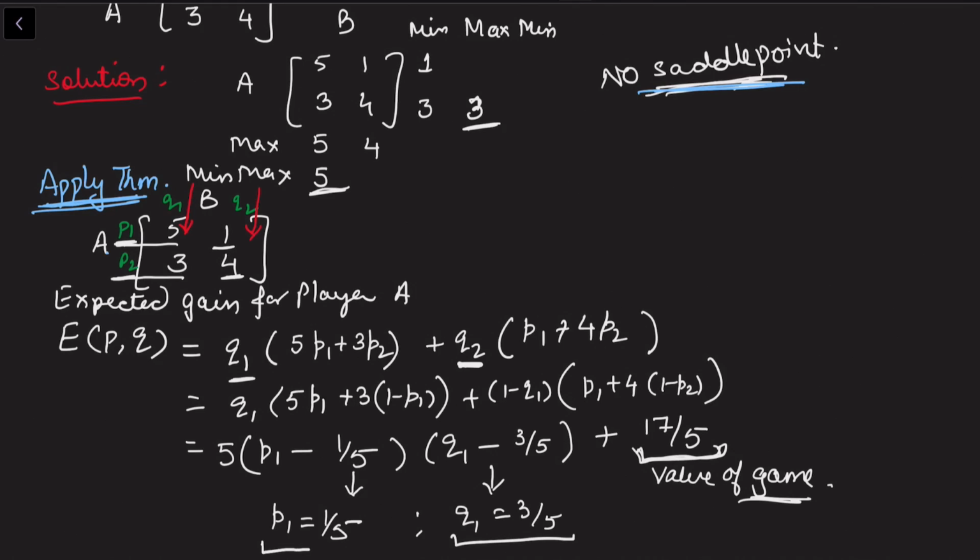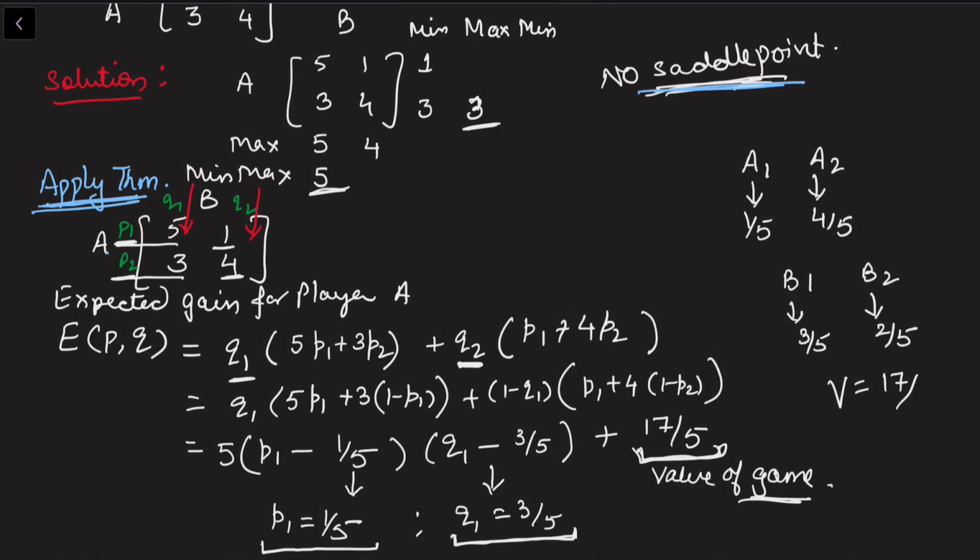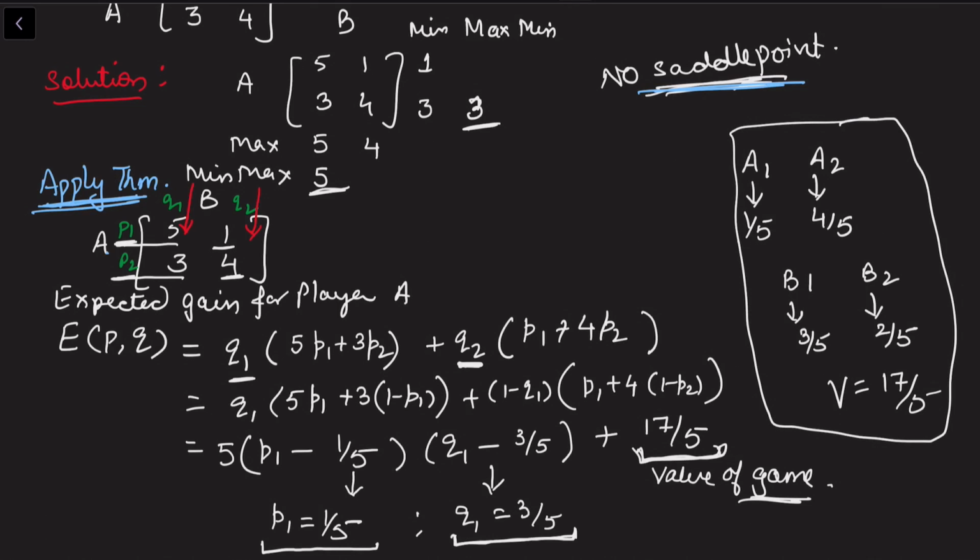So this means P1 is selected with probability 1 by 5 and Q1 has the value equal to 3 by 5. So we may say A1 comes with probability 1 by 5. So automatically A2 comes with the probability 4 by 5, which is 1 minus 1 by 5. B1 strategy comes with the probability 3 by 5. So automatically B2 comes with the probability 2 by 5. And in this case, value of the game is 17 by 5. So this is the total optimal answer.